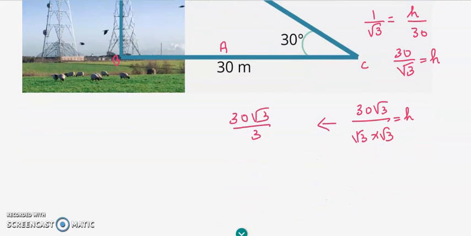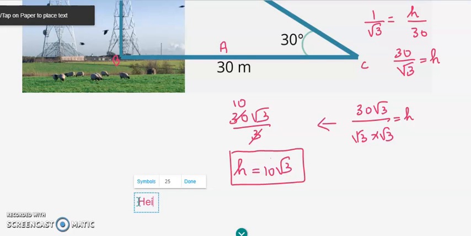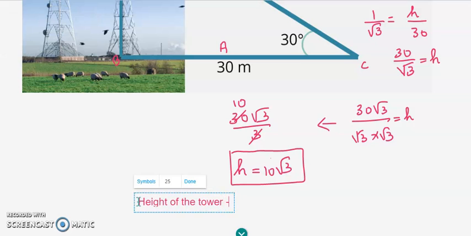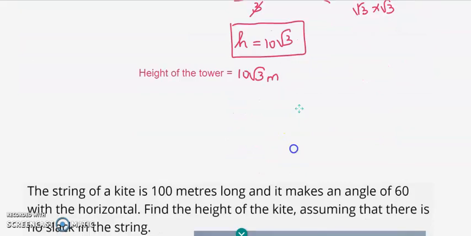So the height of the tower, that is H, is equal to 30 root 3 by 3. The 3 and the 30 will cancel and we get 10. So 10 root 3, right? What will be the last sentence? Because it's a word problem, we need to write the last sentence. The height of the tower is equal to 10 root 3 meters. Correct? Let's take the next example.